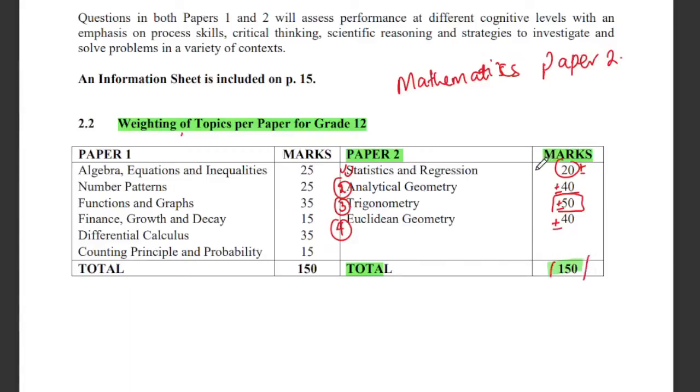And we need to be aware at this point that the papers we're writing will be 150 marks, and we expect you guys to be done within 180 minutes. So roughly 1 minute for each mark. So a question like statistics should take around about 20 minutes or 25 minutes for it to be done.